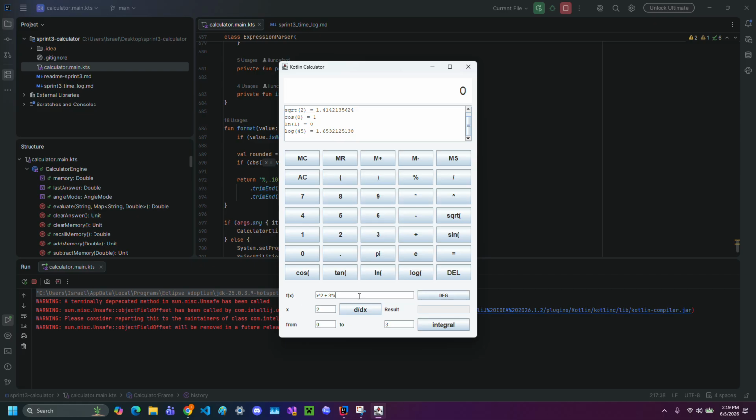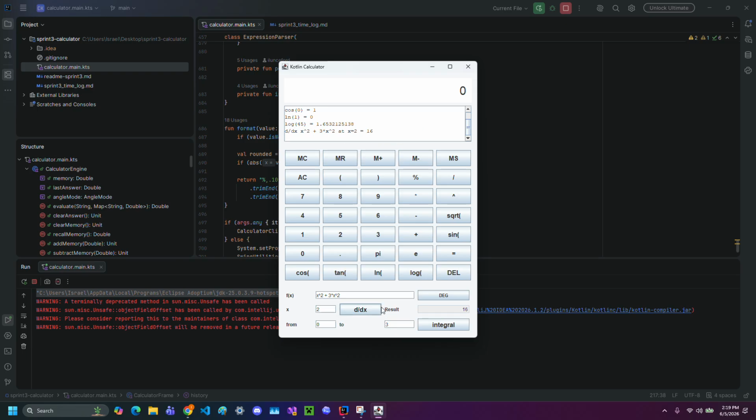So as you can see, it already comes with this f of x function, x squared plus 3 times x. I'll say 3 times x squared. So if you want the derivative at x equals 2, you can just do this, and you see derivative of x squared plus 3 times x squared at x equals 2 equals 16.